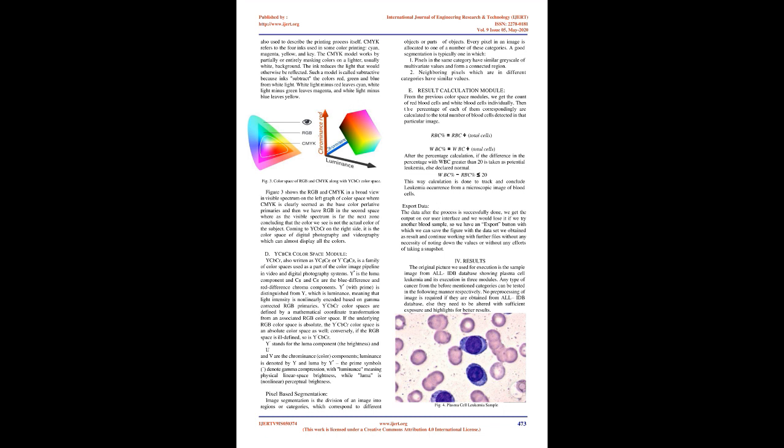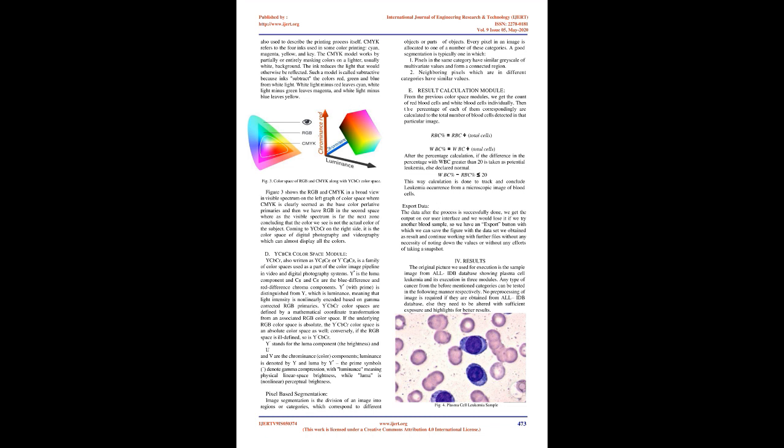The CMYK model works by partially or entirely masking colors on a lighter, usually white, background. The ink reduces the light that would otherwise be reflected. Such a model is called subtractive because inks subtract the colors red, green, and blue from white light. White light minus red leaves cyan, white light minus green leaves magenta, and white light minus blue leaves yellow.